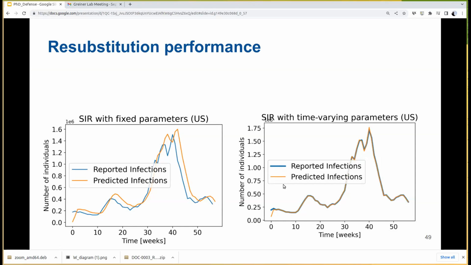And now we have the graph on the right. So again, this is the resubstitution performance, but even here we can see the difference: if we start changing the beta and gamma over time, then we can actually explain the data almost perfectly, while the traditional SIR model cannot do it. So this is the first idea that we are proposing. Let's change these parameters over time. Now, of course, this has nothing to do with predictive performance.